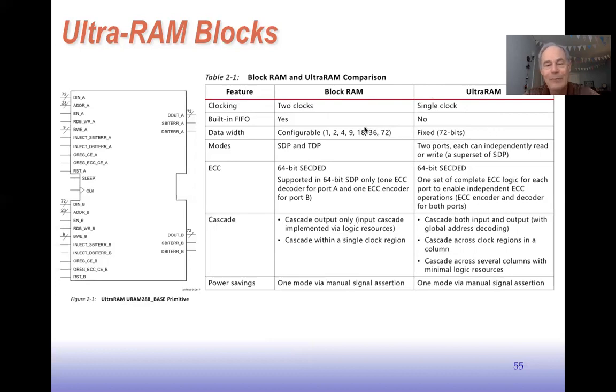And the RAM blocks, as I mentioned in the last slide, were configurable in the data width. In the ultra RAM, it's fixed at 72 bits. And the ultra RAM is a simple dual port. It's not a true dual ported memory. Meaning there are two ports, but one is dedicated as a write and the other is dedicated as a read. You can't have each port be either a read or a write. Okay. But these are denser, and so they're handy for larger memories.